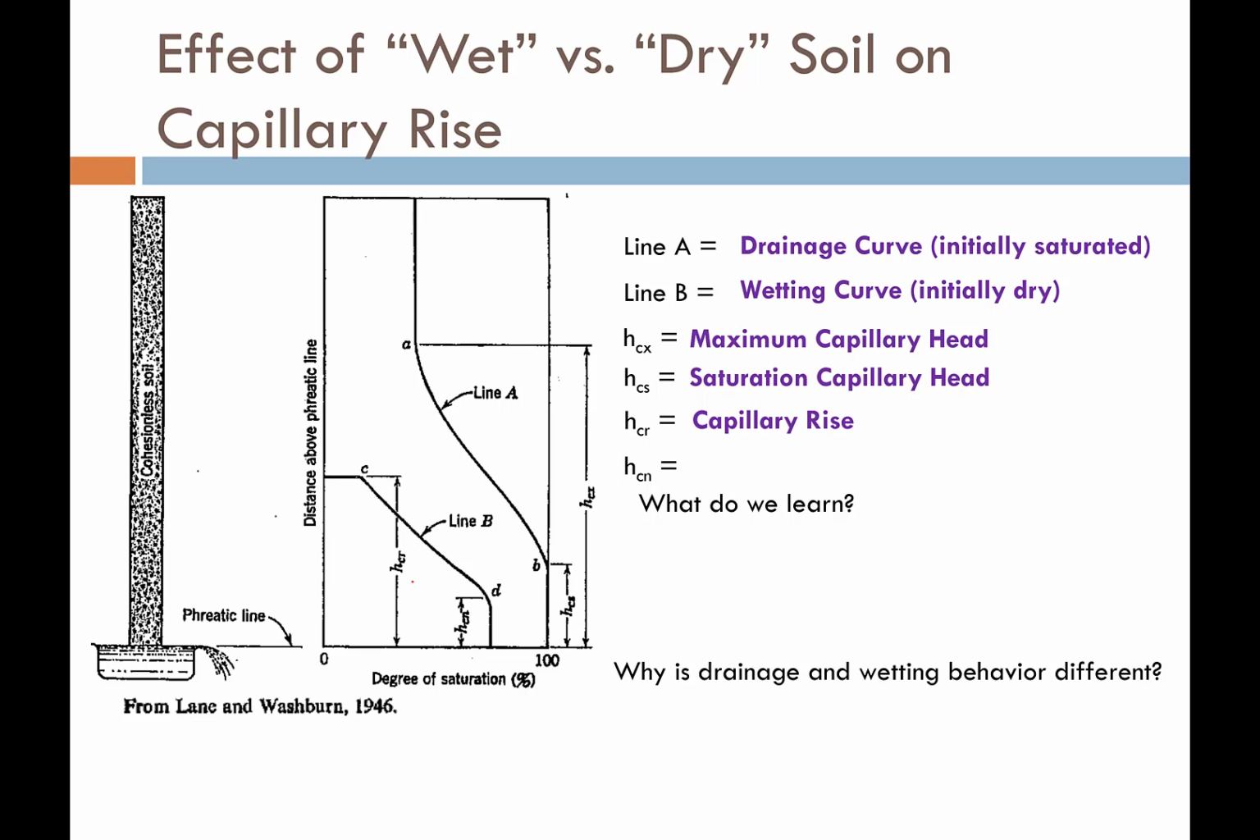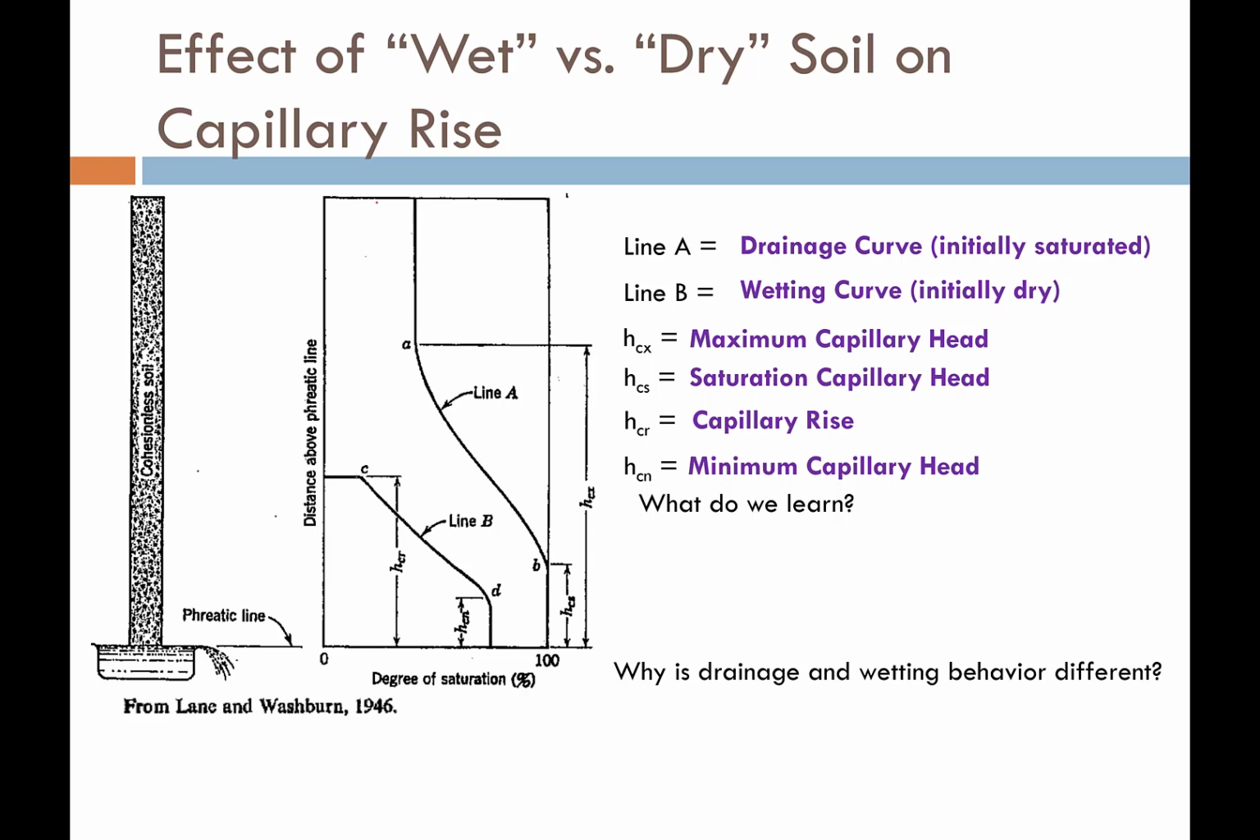And then HCN right here, this represents the minimum capillary head, and it represents the zone of the minimum height of constant saturation in the soil. But notice that it's not equal to 100% degree of saturation, and that's because the soils started initially dry.